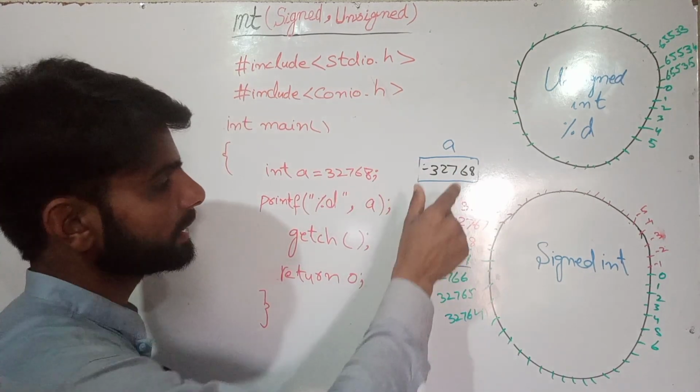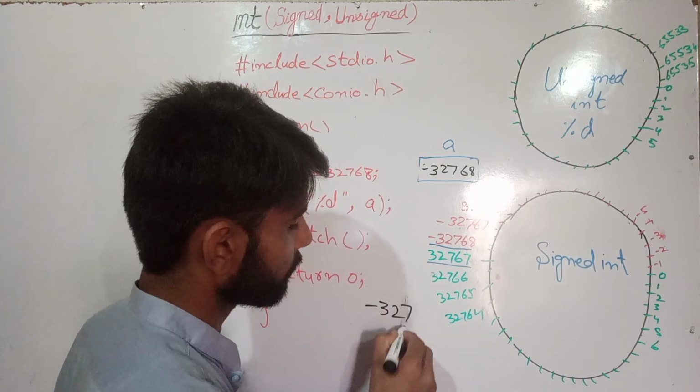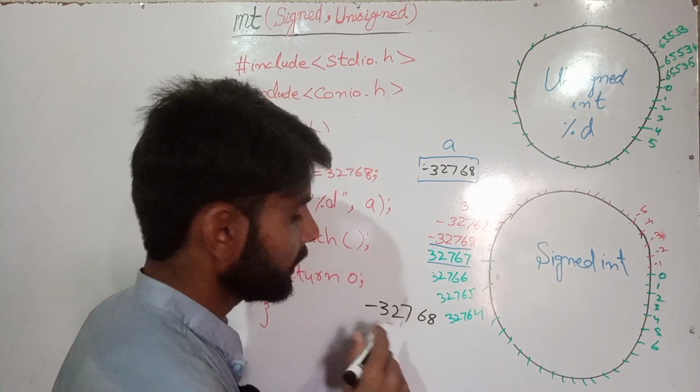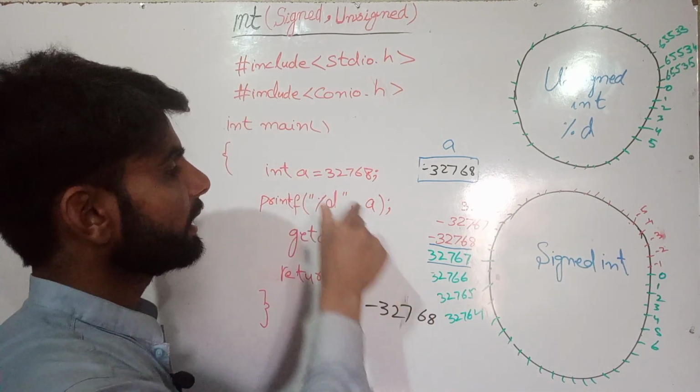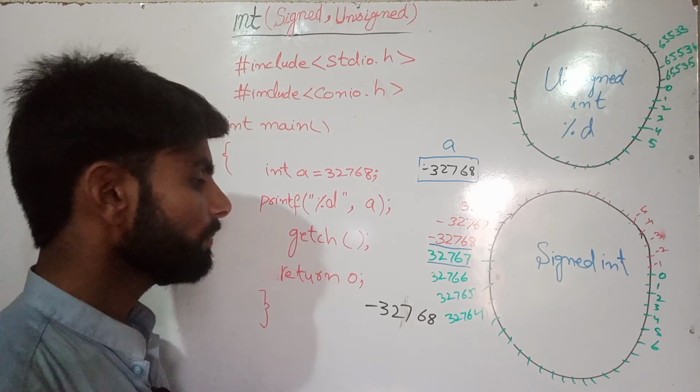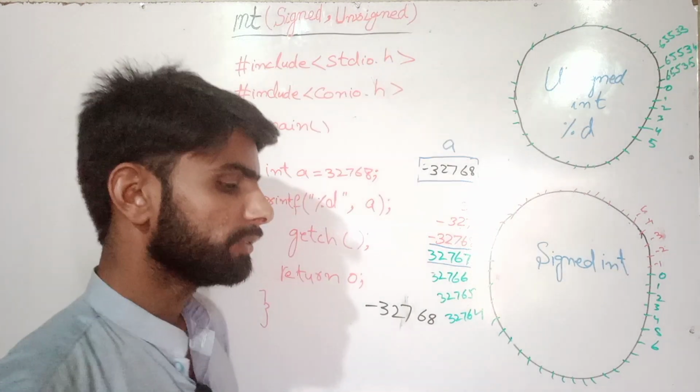So now this value is printed on the screen, right? So now a negative value is printed on the screen corresponding to this value, right? So now you will get errors when you work with those values, right?